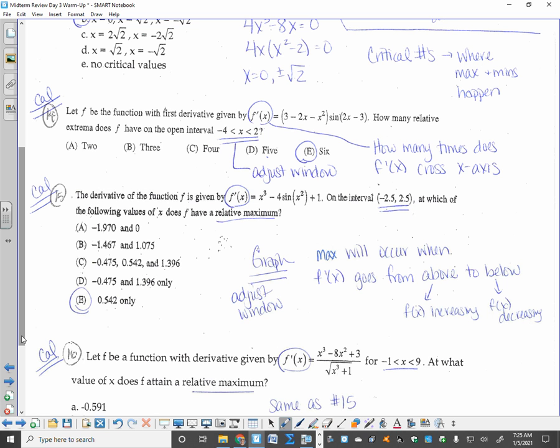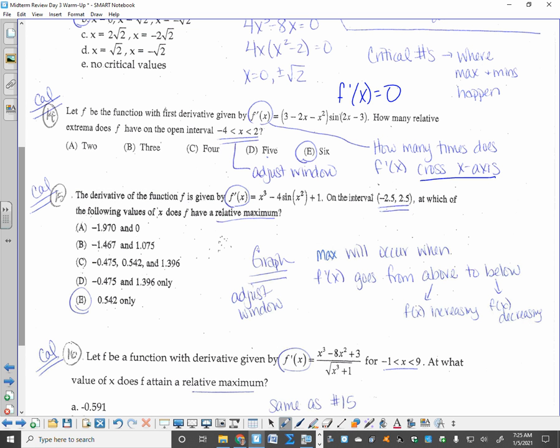F prime equals 0. That's where the tangent line equals 0, which is going to be at the maxes and mins of f. Well, this is f prime, so I'm looking for f prime of x equals 0. So that would be where it crosses the x-axis, because its y value literally is 0.